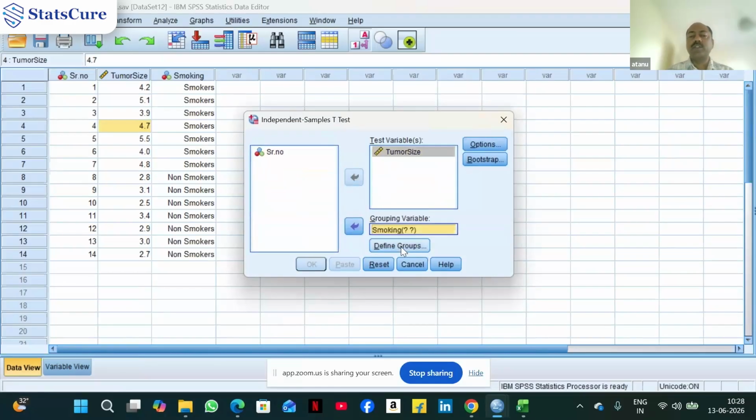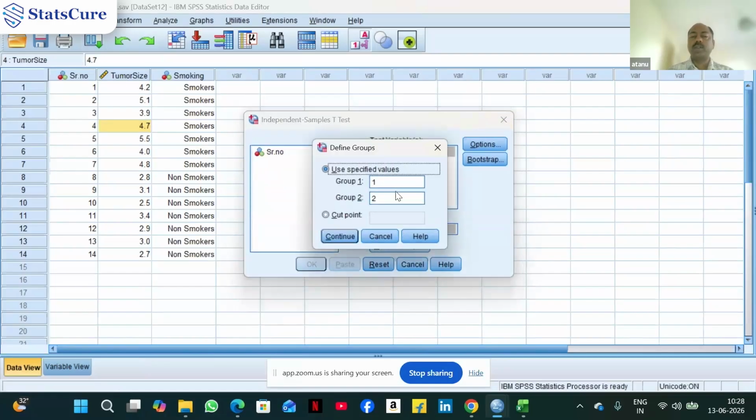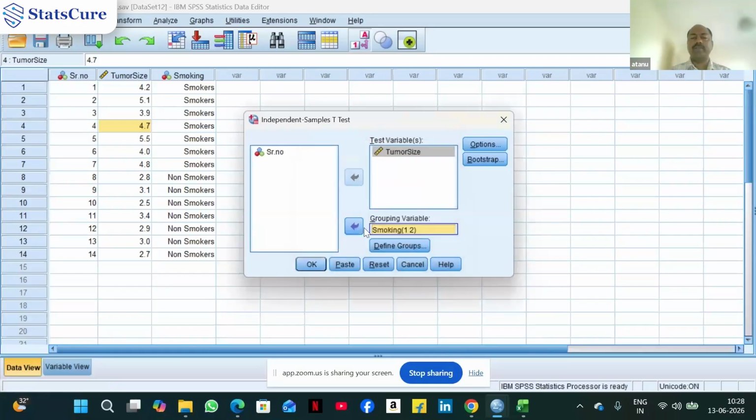And here we need to define groups. Yes, already defined as group 1 and group 2. I think you have to make it 0 because your code is given as 0, right? Not 1. 1, 2, sir. Okay, it's 1, 2. Carry on then.